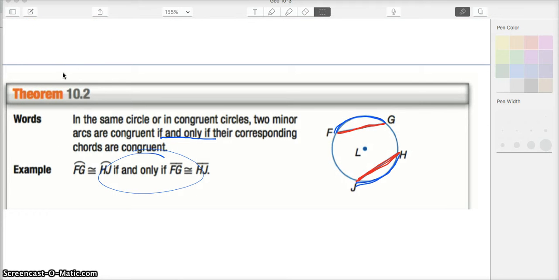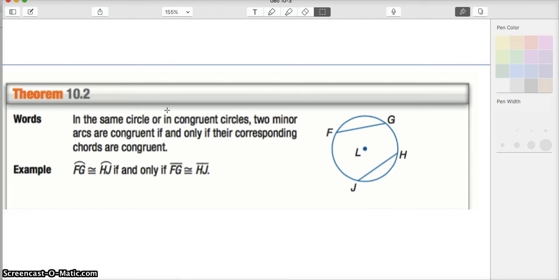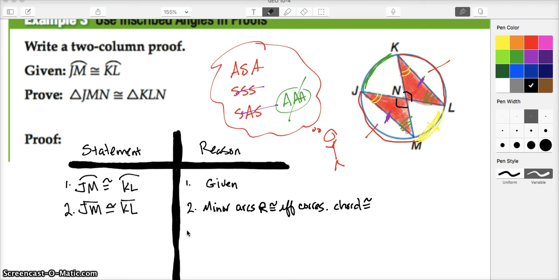And this reasoning comes from theorem 10.2, which tells us that in the same circle or in congruent circles, two minor arcs are congruent if and only if their chords are congruent. Their corresponding chords are congruent, right? So I write this as my reasoning: minor arcs are congruent if and only if corresponding chords are congruent. And if and only if means it goes either way, right? So if I start off with the chords, I can end up with the arcs. If I start off with the arcs, I can end up with the chords.